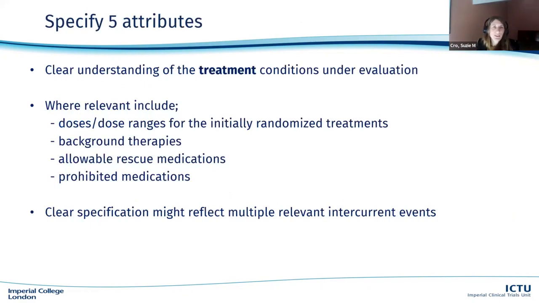But once you've thought through your intercurrent events, you can then pin down the 5 estimand attributes. So this includes precisely specifying the treatment conditions. And so where relevant, these should include doses for the initially randomized treatments and background therapies, allowable rescue medications and prohibited concomitant medications as suggested by the addendum. So as such, some intercurrent events can be included in the definition of the treatment condition, so it's immediately clear what you're comparing.